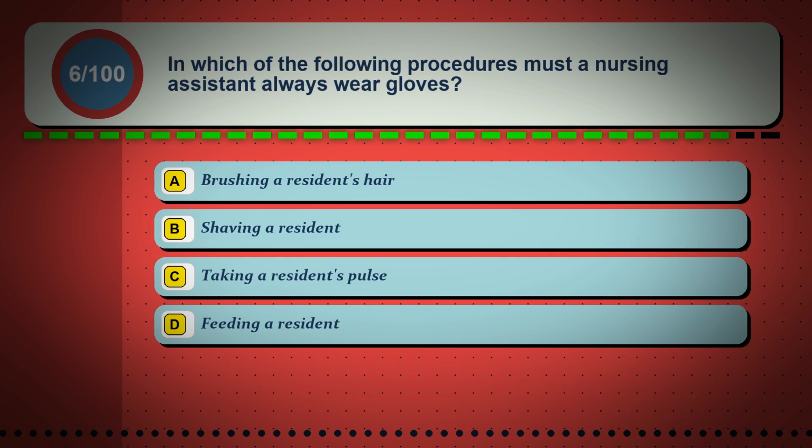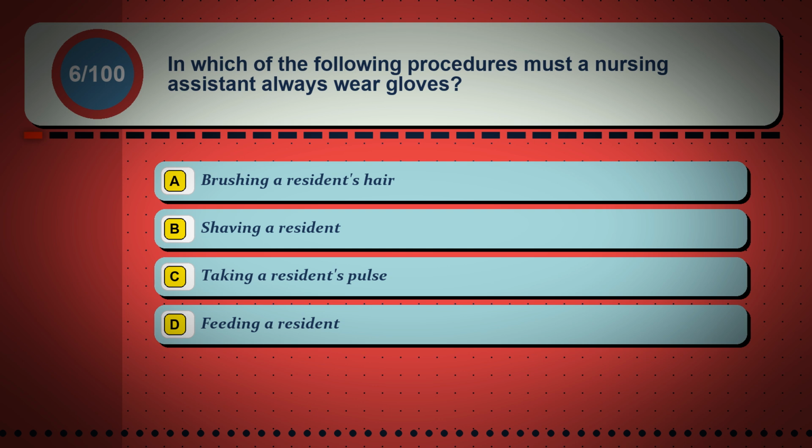Question 6. In which of the following procedures must a nursing assistant always wear gloves? Option A. Brushing a resident's hair. Option B. Shaving a resident. Option C. Taking a resident's pulse. Option D. Feeding a resident.